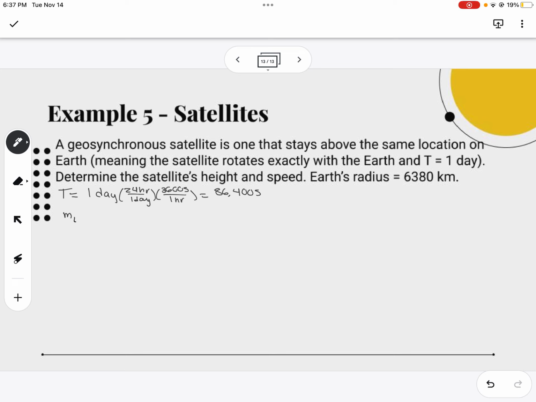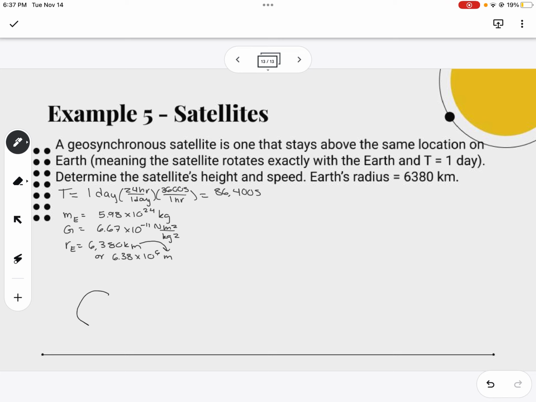We're going to need to know the mass of the Earth, right? Because that's our other object at play here. That's 5.98 times 10 to the 24th kilograms. We might need to know our gravitational constant, 6.67 times 10 to the negative 11th newton meters squared over kilograms squared. And they're also telling us that Earth's radius is 6,380 kilometers, or 6.38 times 10 to the 6th meters. So remember, convert from kilometers to meters. That's where this 10 to the 6th is coming from.